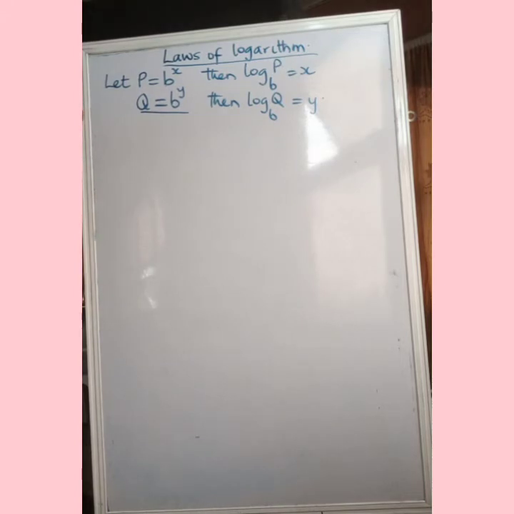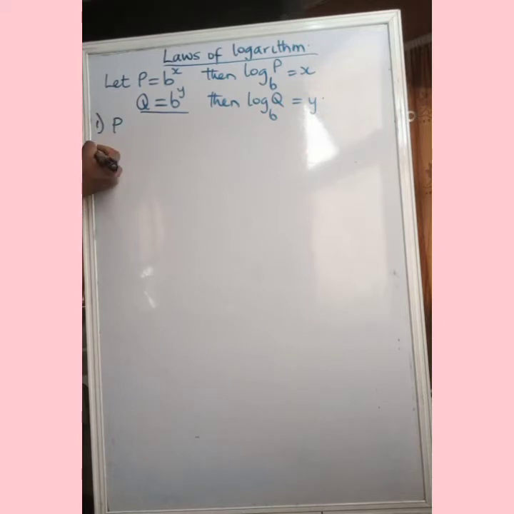Now, let's go to the laws. In the laws, we have 5 laws. For me, I call the first law the product law, the second law the division law, the third one I call the law of raised to power. That's what I call it. Then I call the last one zero law. So let's go to the first law.